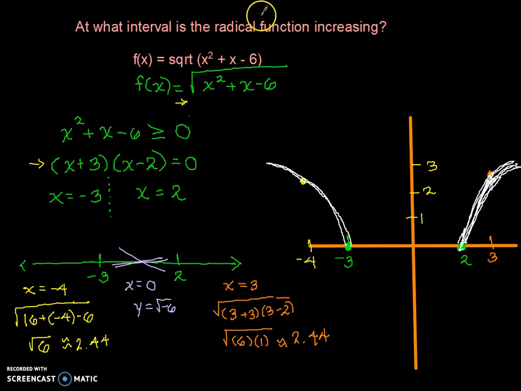So that means at what interval is the radical function increasing? That would be from 2 all the way to all the x values, so on and so forth, which would be infinity. Parentheses because we don't actually include infinity.